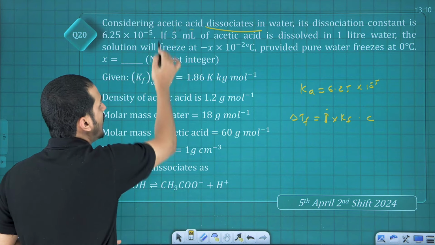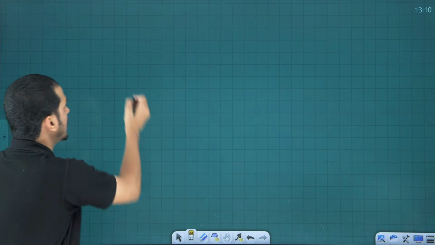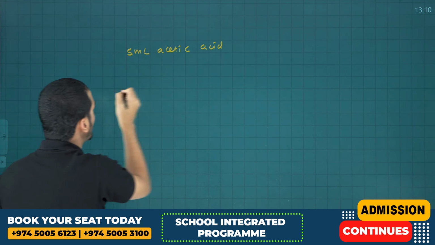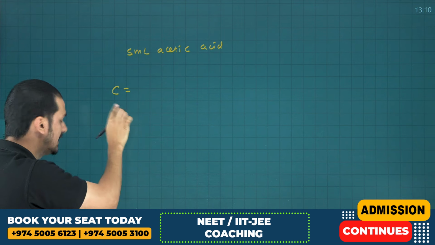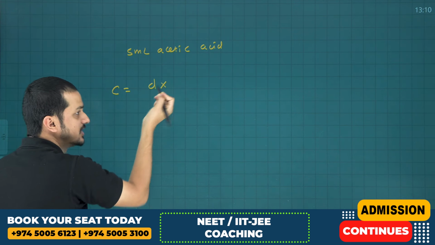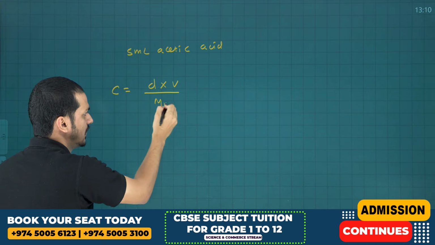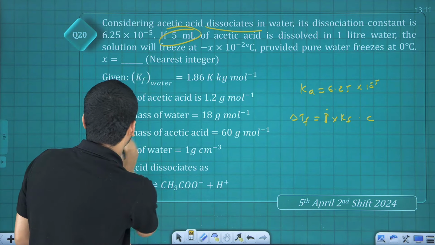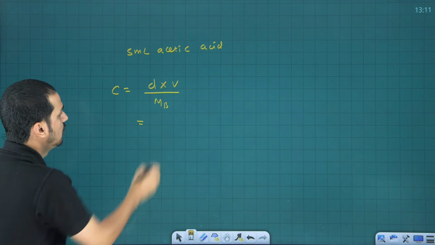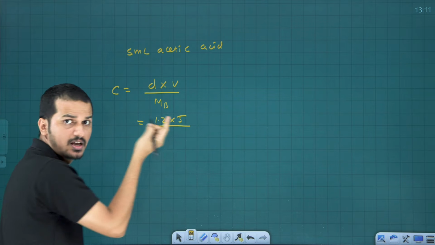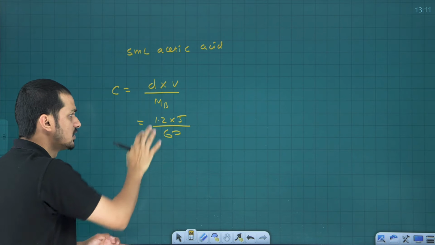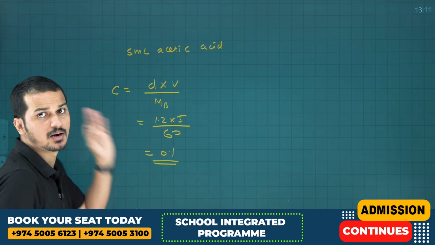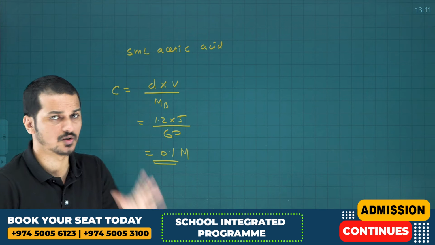What about the concentration? 5 ml acetic acid you are taking. Concentration is equal to density into volume divided by molar mass. They gave the density of acetic acid as 1.2. So we can write 1.2 into volume 5 ml, molar mass is 60. So 1.2 into 5 is 6, divided by 60, this answer will be 0.1. 0.1 molar is the concentration I got.